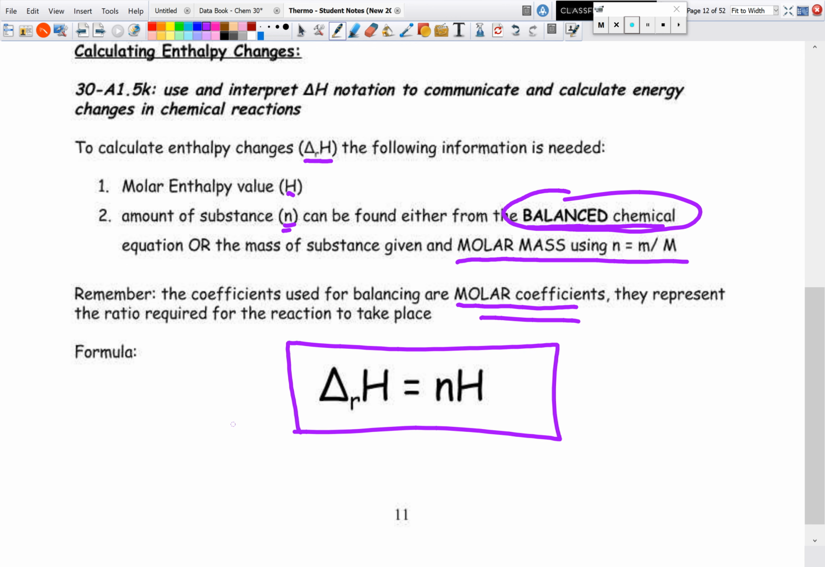So our formula for calculating the change in enthalpy is equal to the number of moles times the molar enthalpy. So once again, this is an equation that you need to have memorized because equations are not given in Chem 30.